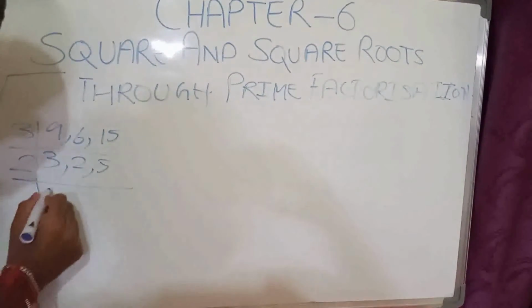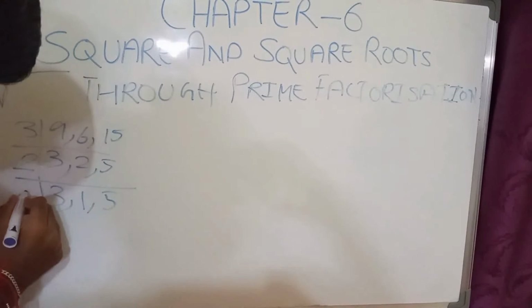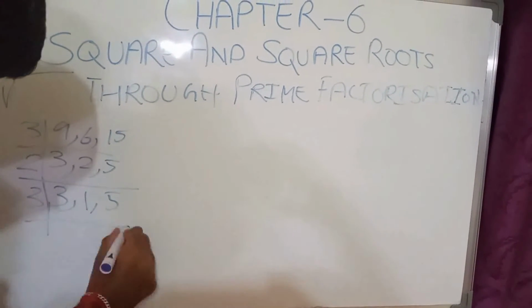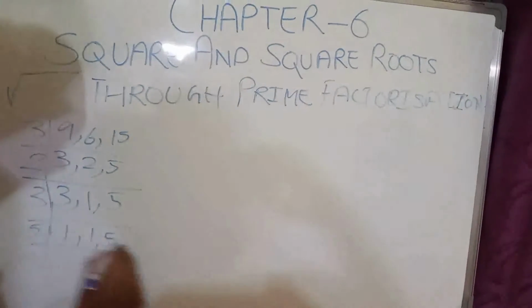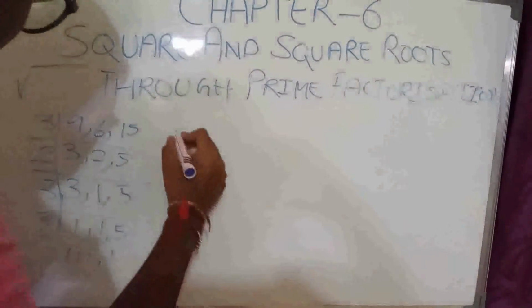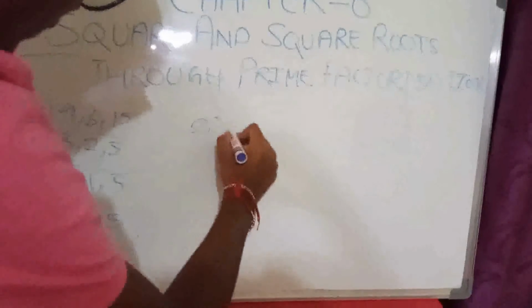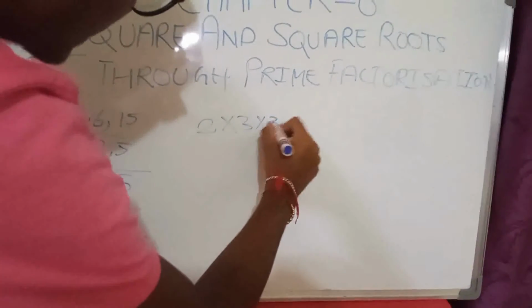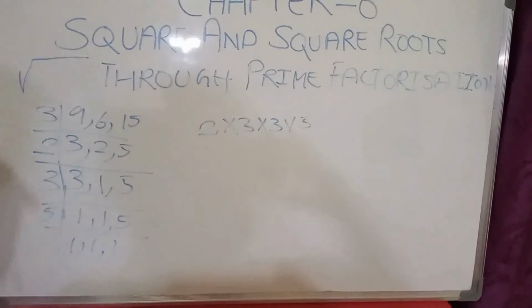Then with 2, it will be 3, 1, 5. This time again with 3. So 1, 1 and 5, then 5. So it will be 1, 1, 1. So we get to know that the LCM of 9, 6 and 15 is 2 into 3 into 3 into 5. So here we have to again find the pairing, how we find it the last.